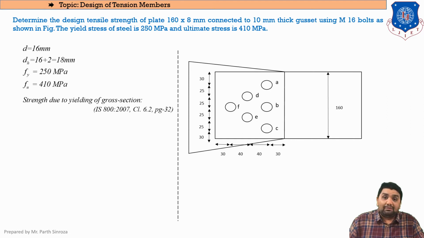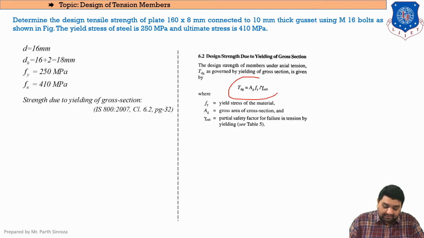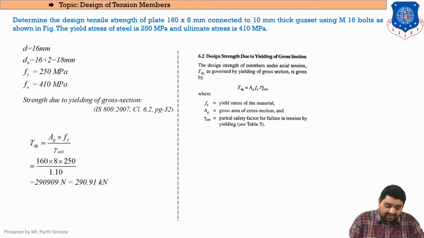So of course the first thing that we'll be finding is the TDG, that is strength due to yielding of gross section. Clear? For that we will be using this equation, that is Td equal to Ag Fy upon gamma m0. Now here it is not an angle section, so we will not be taking the gross area from the steel table. We will be directly using the dimensions and finding our area. In this case, Ag will be length into width, that is breadth into width. So Ag here will be 160 into 8. Fy is given in the question. Gamma m0 can be obtained from page number 30 of your IS code. So solving everything, we get TDG, that is our gross design strength, to be 290.91 kilonewton.